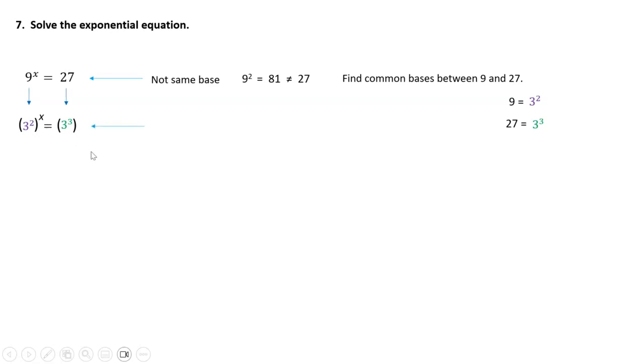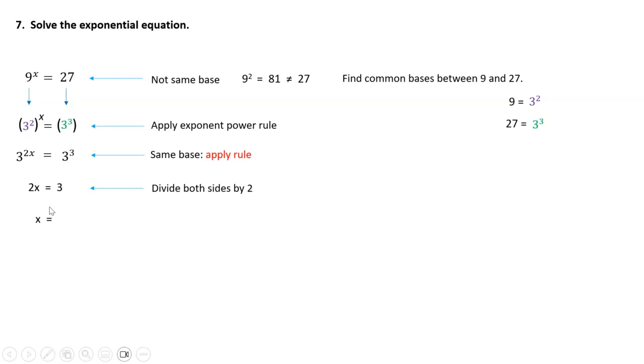Now I apply the exponent power rule, which means when you have a power to a power, you multiply the powers. So it will give us on the left side 3 to the power of 2x equals 3 to the third power. Now they have the same base, which means the exponents must equal each other. So 2x equals 3. And we solve for x, divide by 2. So x equals 3 over 2.